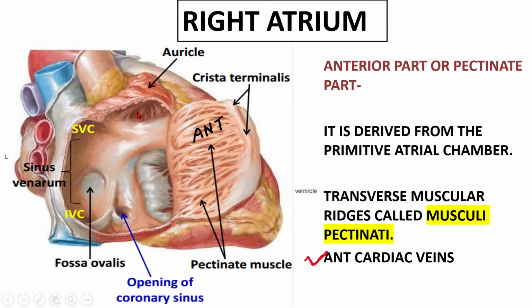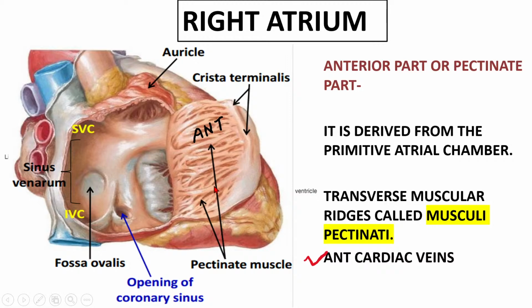And the significance of this dense network in the right auricle is that it makes it more prone to thrombus and embolus formation. If the blood stays in the right auricle for some time, it can cause thrombus formation and embolus formation. So, this is the rough part of the right atrium, and embryologically it is a derivative of the right half of the common atrial chamber.